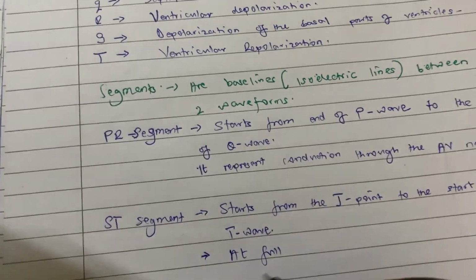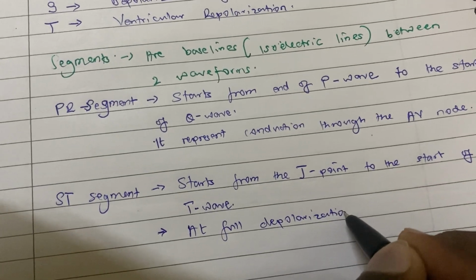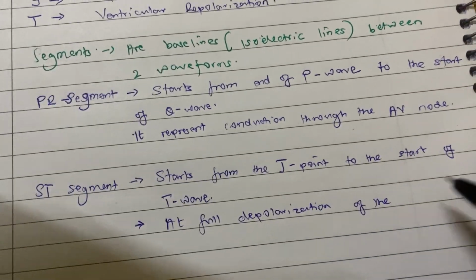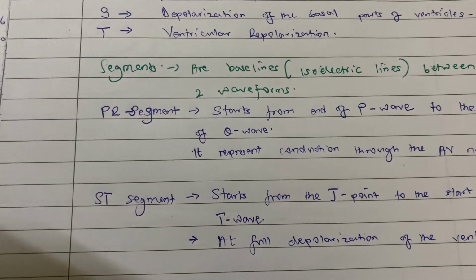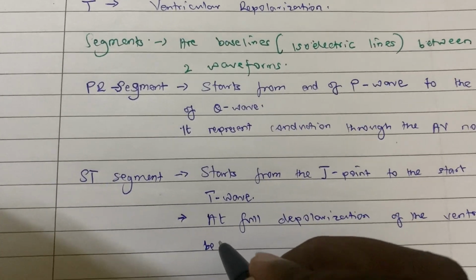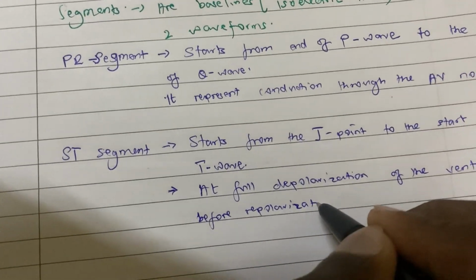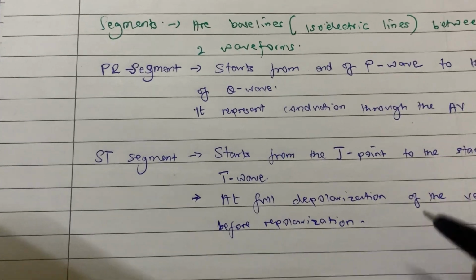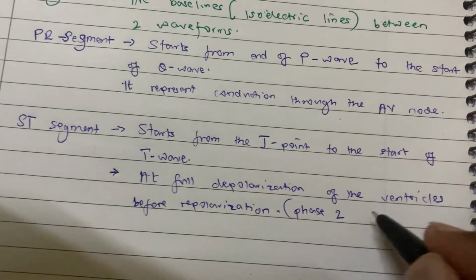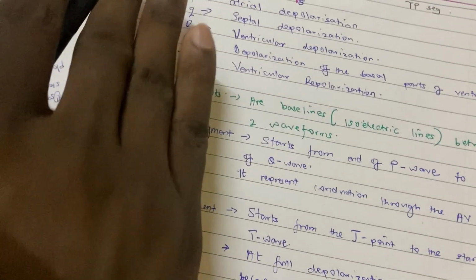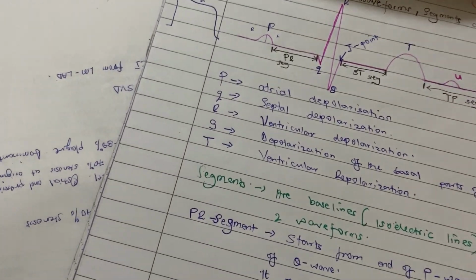At full depolarization of the ventricles, before repolarization. That is phase 2. Of the what? Cardiac action potential. Phase 2 of the cardiac action potential, that is ST segment.